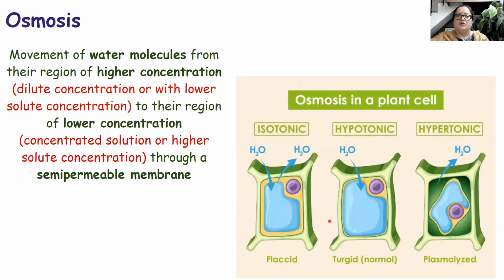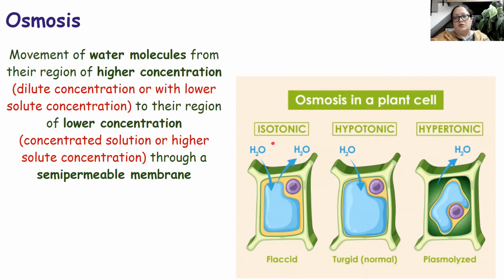The next process is called osmosis. Osmosis is movement of water molecules from the region of their higher concentration to the region of their lower concentration through a semi-permeable membrane. When you talk about higher concentration, you're talking about water molecules. Where the concentration of water will be higher, that solution will be a dilute solution. And where the concentration of water molecules will be lower, that solution will be a concentrated solution.